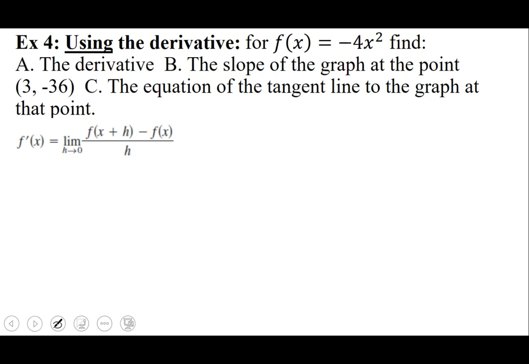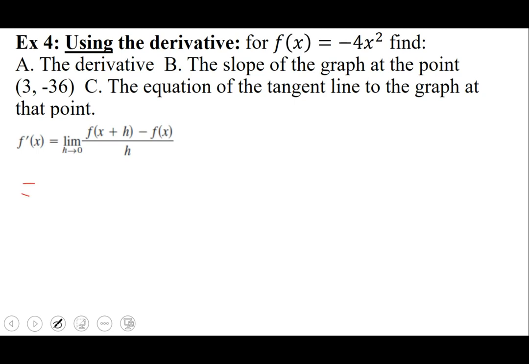So same questions, but I broke it up into an A, B, C. So using the derivative, your function is negative 4x squared. You're going to A, find the derivative, B, find the slope of the graph at the point (3, negative 36), and then C, find the equation of the tangent line. So again, if you're feeling good, pause and try it. If you're still not sure, then let's go ahead and do it together.